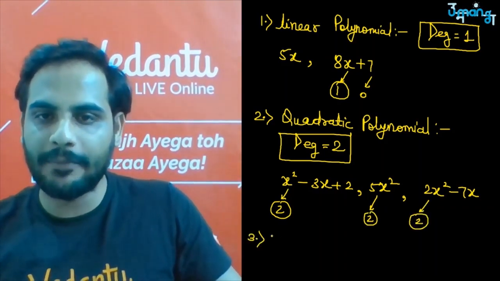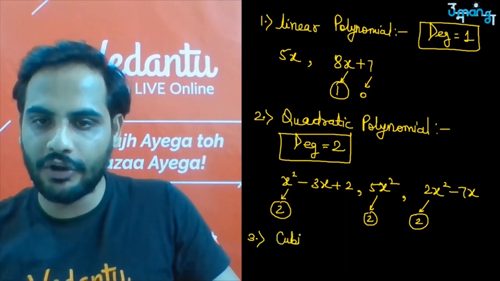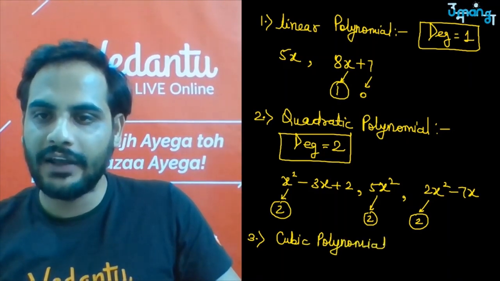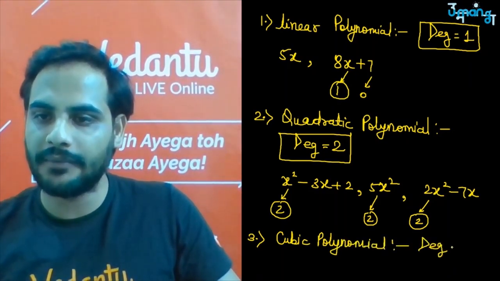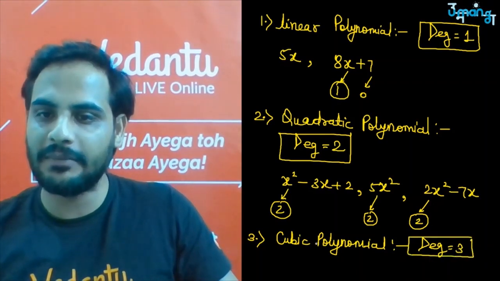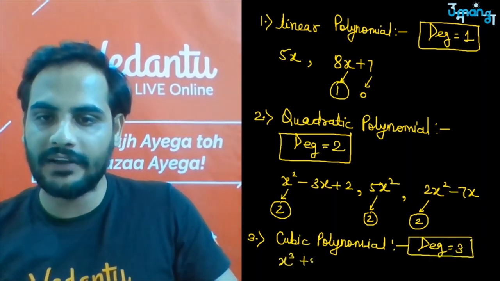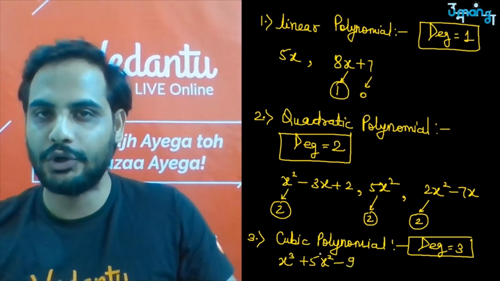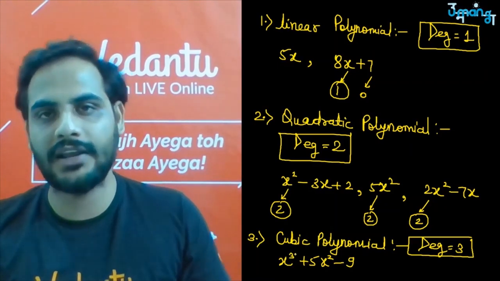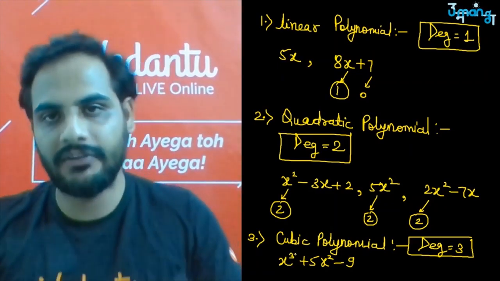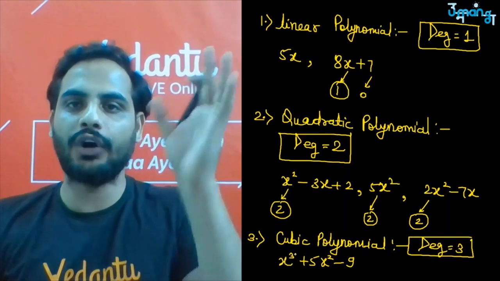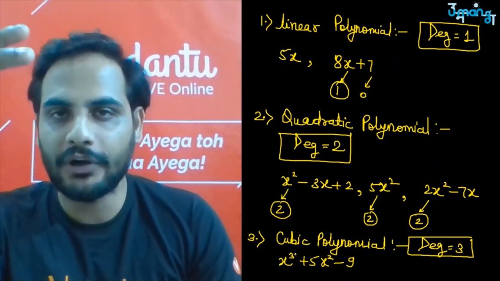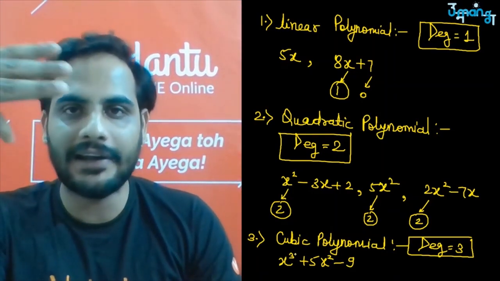Similarly, what is a cubic polynomial? A cubic polynomial is when your degree is equal to 3. The highest power of the variable is 3. For example, x cube plus 5x square minus 9. Here the powers are 3, 2 and 0, so the highest power is 3. So when the highest power is 3, we say the degree is 3, and that is called a cubic polynomial. So linear polynomial has degree 1, quadratic polynomial degree 2, cubic polynomial degree 3.